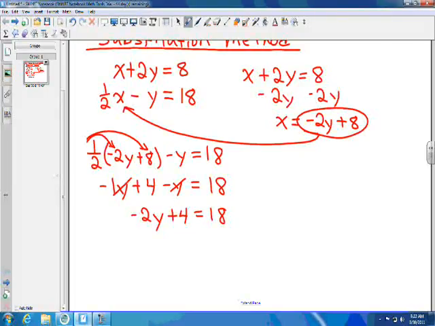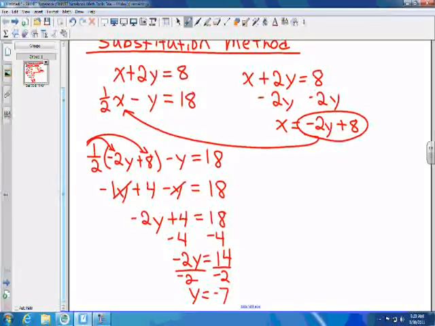So to solve for y, what would we do? Subtract 4. -2y equals 14. Divide by -2. So y equals what? -7. Again, what are we looking for? An x and a y. Which one do we have? So we now know for this problem that our y is -7.